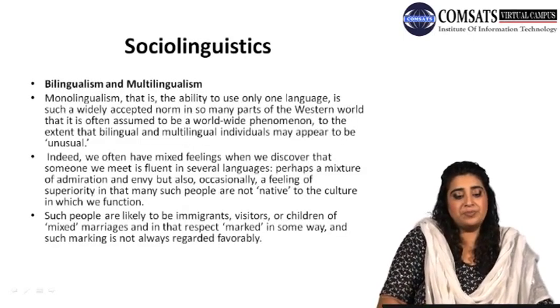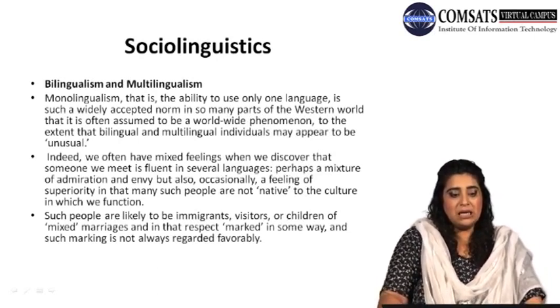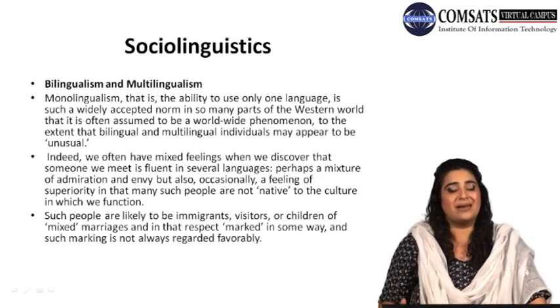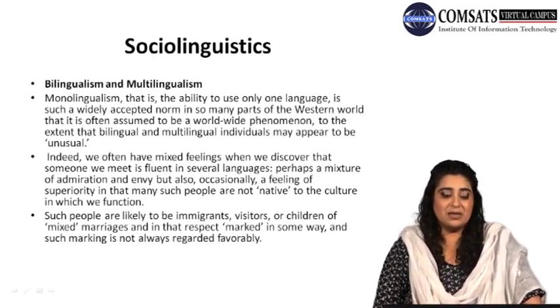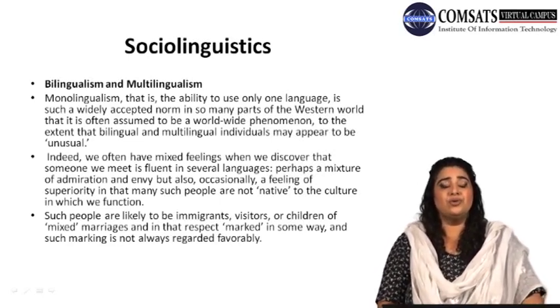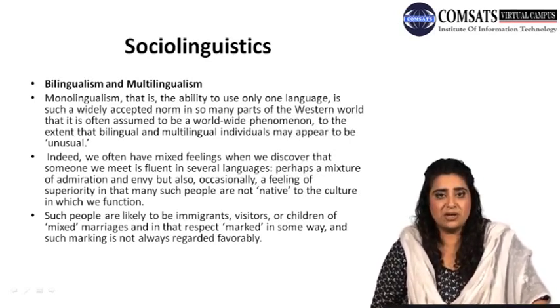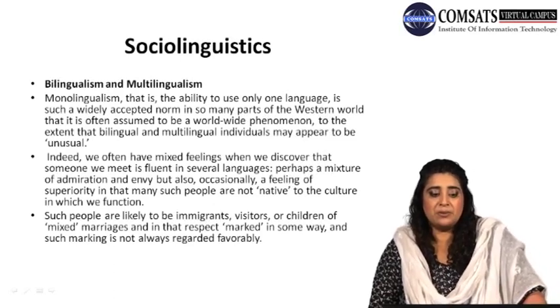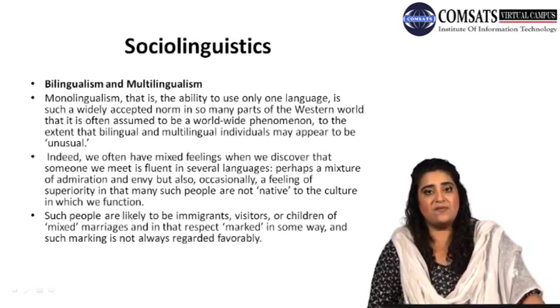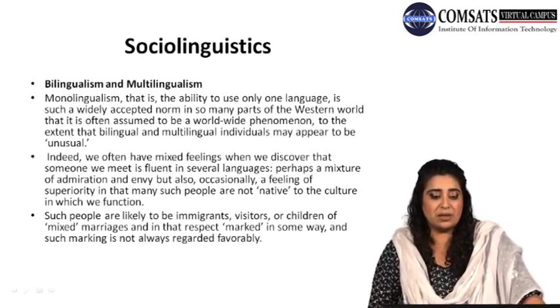Then we would move on to bilingualism and multilingualism. Now, when we are considering bilingualism and multilingualism, we would say that monolingualism, that is, the ability to use only one language, is such a widely accepted norm in so many parts of the Western world that it is often assumed to be a worldwide phenomenon, to the extent that bilingual and multilingual individuals may appear to be unusual. Because we are so used to people in our society speaking just one language, people who are bilingual or multilingual, who have knowledge of many languages, would be considered unusual. I find that in my situation also, people find it very surprising when they hear that I know 7 different languages.